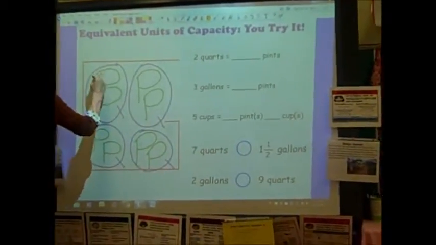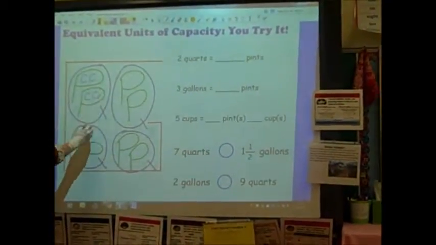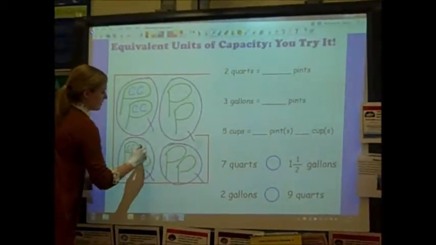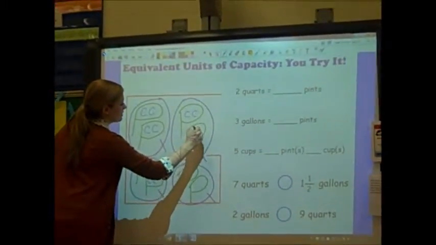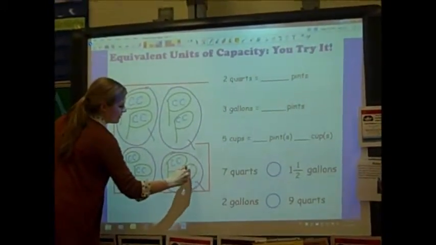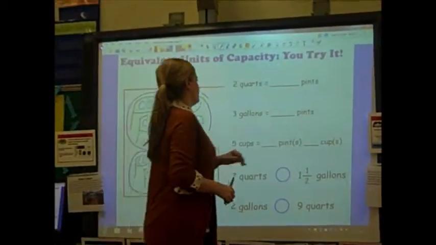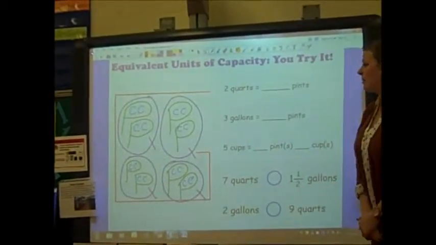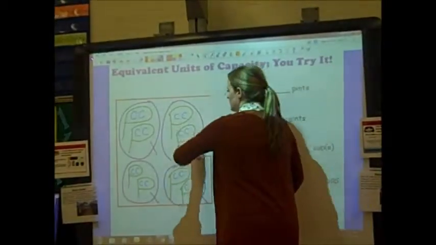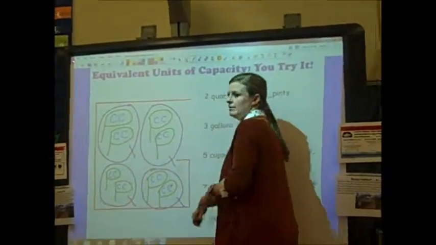And then we have 2 cups inside of each pint. Or 2 children. Prince and princess. So 2 quarts, based on the picture, is how many pints? If I look at 2 Q's, how many P's are in there?